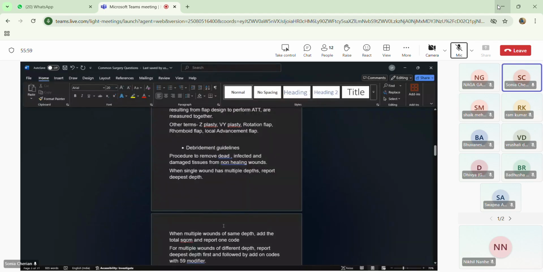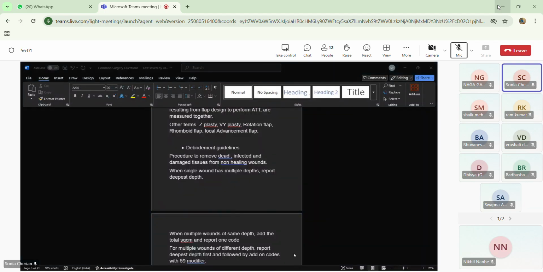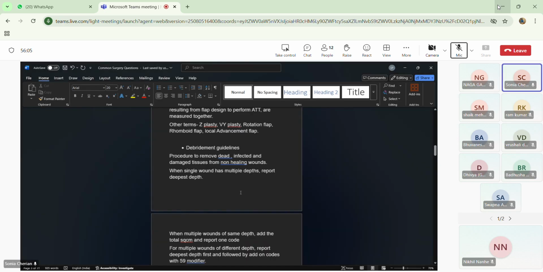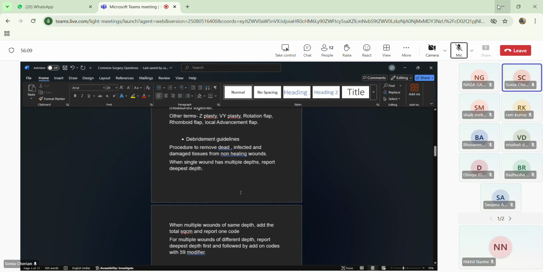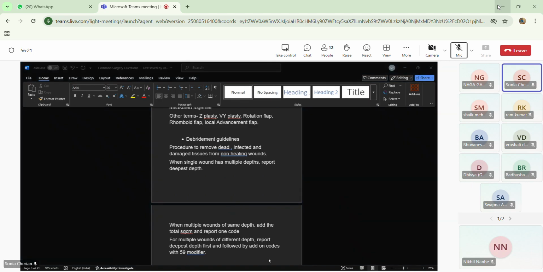Now, then multiple depth of same, one second, yeah. So when multiple wounds of same depth, for example, there are 2, 3 wounds in other so there are 2, 3 wounds from different. Just give me a second, guys. Just 2 minutes.